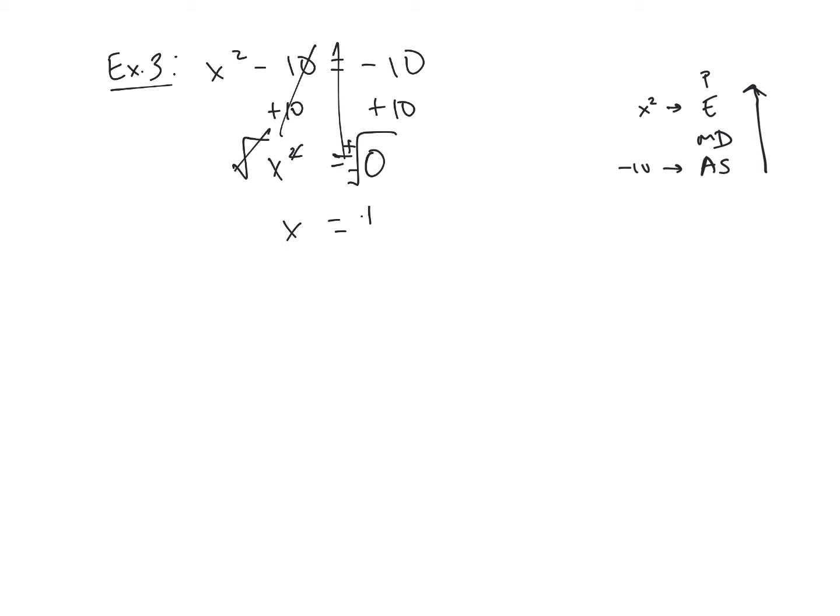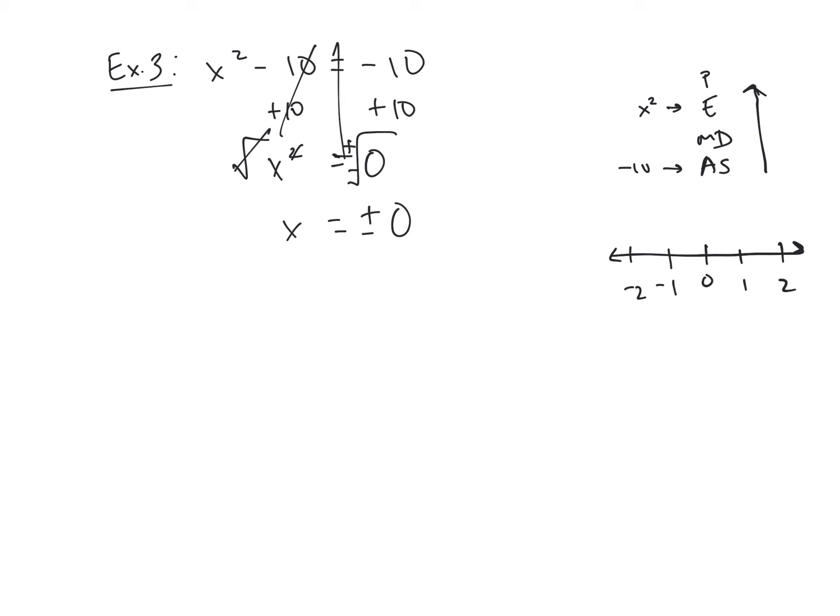x equals positive or negative 0. Now, we have to be careful in this case about positive 0, negative 0. 0 doesn't really have any sort of sign to it, right? 0 is not positive or negative. It's not like 1 where you could have a positive 1 and a negative 1, or 2 where you have a positive 2 and a negative 2. 0 is just 0, right?